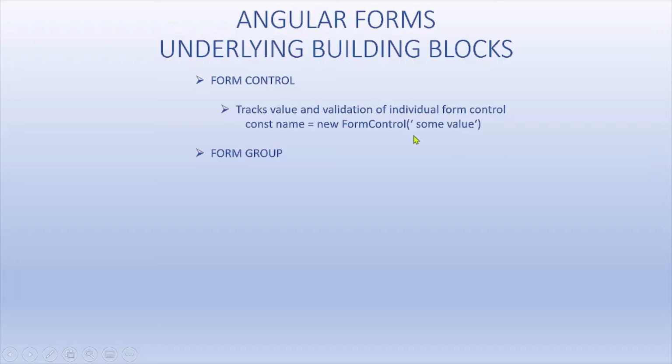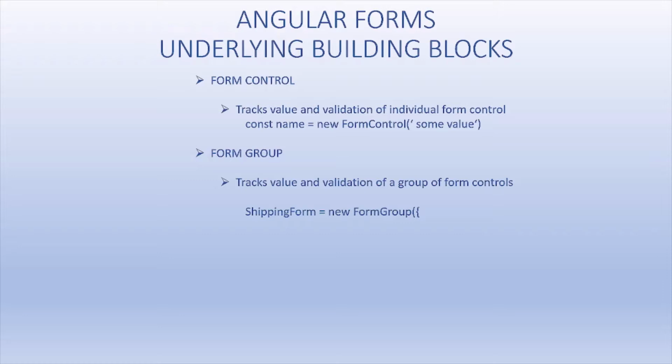Okay, we could initialize this form control value to something, or we could just leave it as an empty set of quotes. We also have the form group, and the form group allows us to track the value and validation of a group of form controls. So here's an example. We could say shippingForm equal to new FormGroup. So here we are instantiating the form group and then putting in the form controls that we want to be part of that form group.